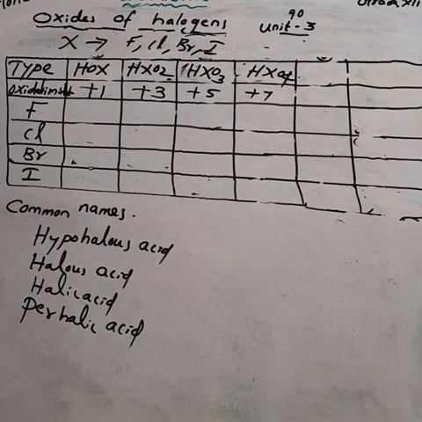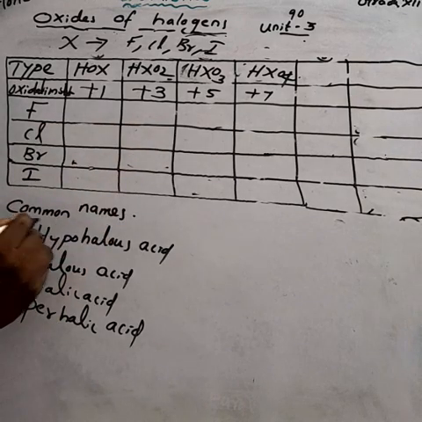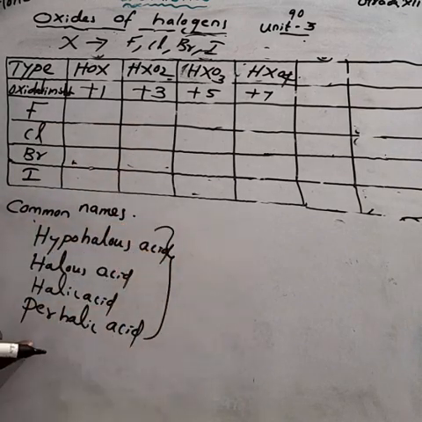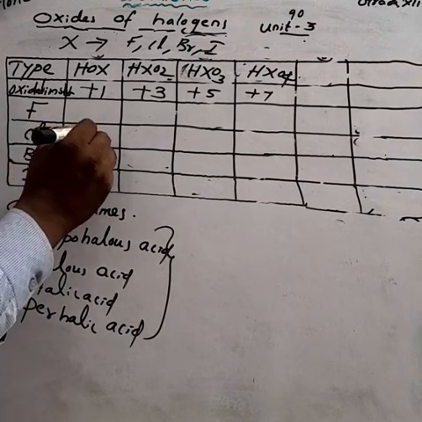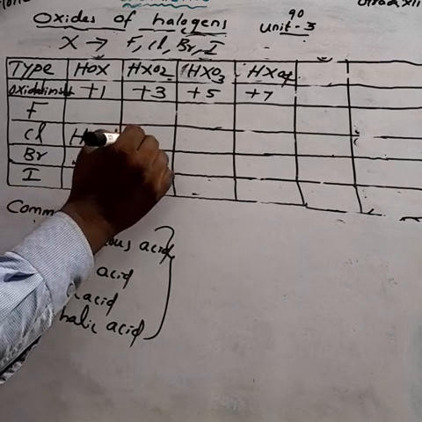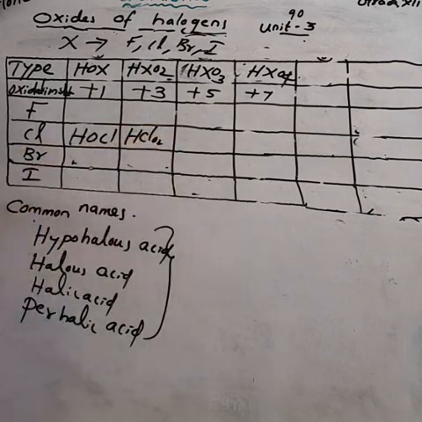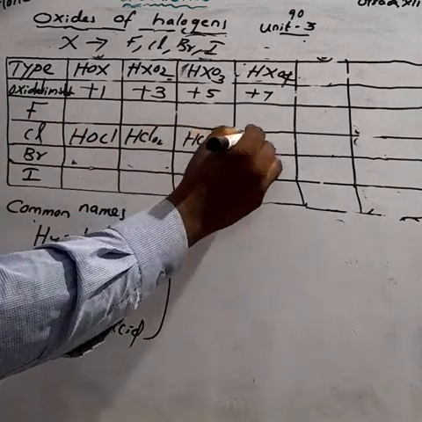So before that, what are the different forms of chlorine? Chlorine can form 4 different oxo acids. The first one is hypochlorous acid, the second one chlorous acid, the third one chloric acid, and the fourth one perchloric acid.